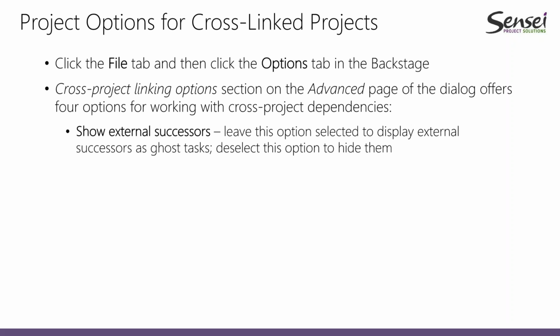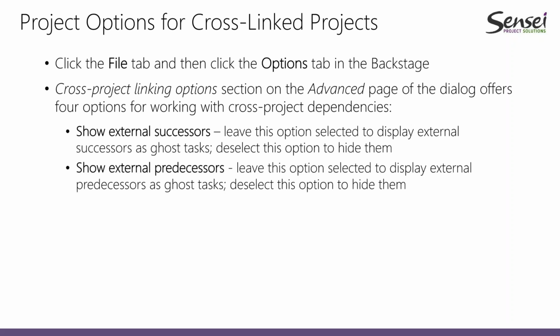The first one is Show External Successors. By default, this is selected. With this option selected, it will display external successors as ghost tasks. If you want to hide them, if you don't want to see the gray ghost tasks, deselect this checkbox. The second option is show external predecessors. This is also selected by default. And when selected, this will display external predecessors as the gray ghost task. If you don't want to see them, deselect this checkbox as well.